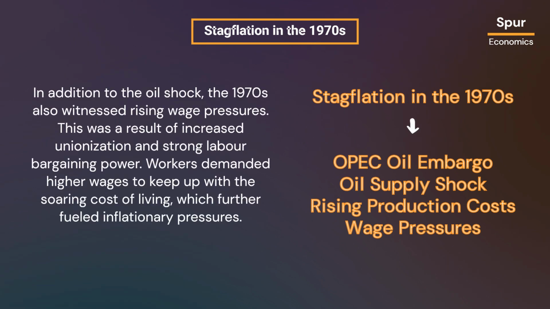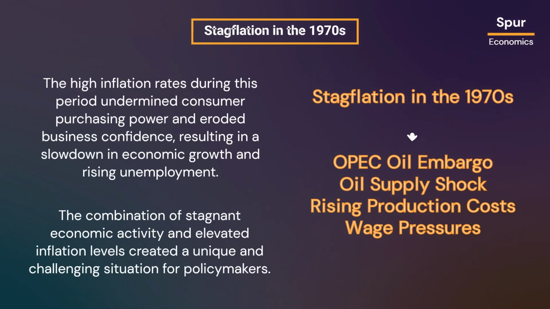In addition to the oil shock, the 1970s also witnessed rising wage pressures. This was a result of increased unionization and strong labor bargaining power. Workers demanded higher wages to keep up with the soaring cost of living, which further fueled inflationary pressures. The high inflation rates during this period undermined consumer purchasing power and eroded business confidence, resulting in a slowdown in economic growth and rising unemployment.